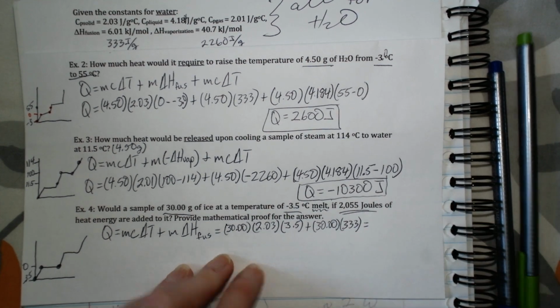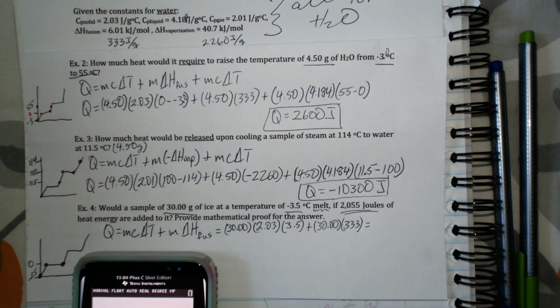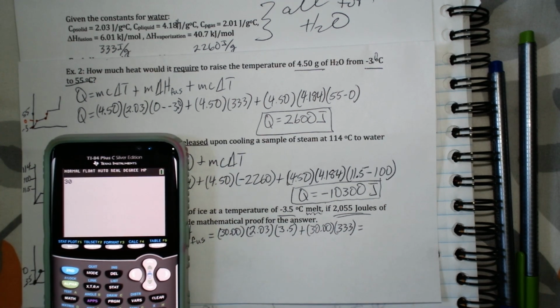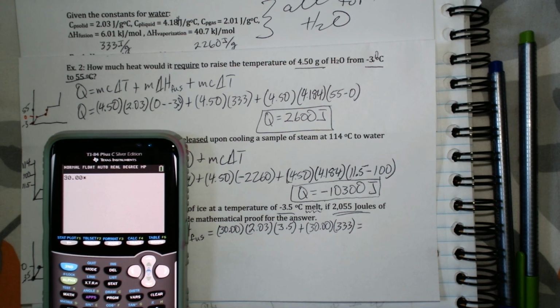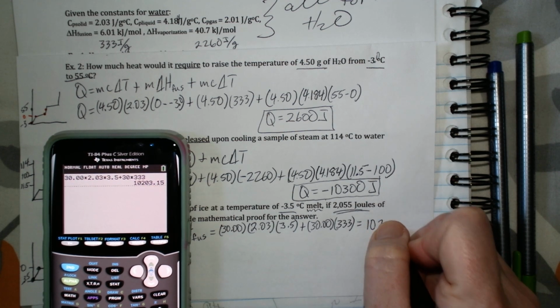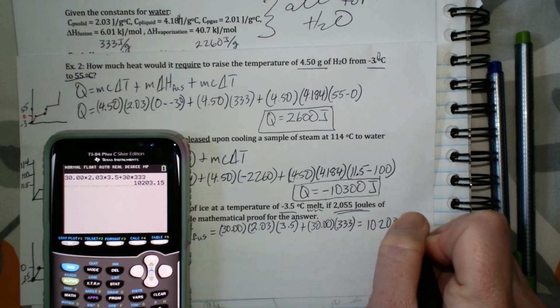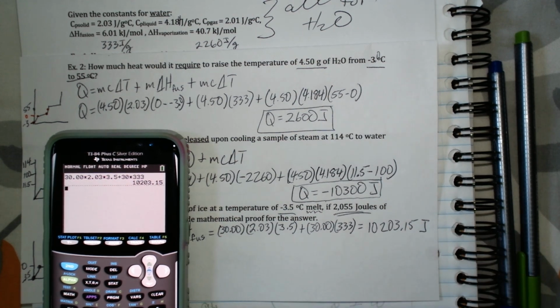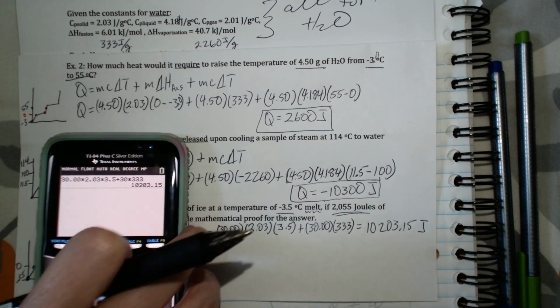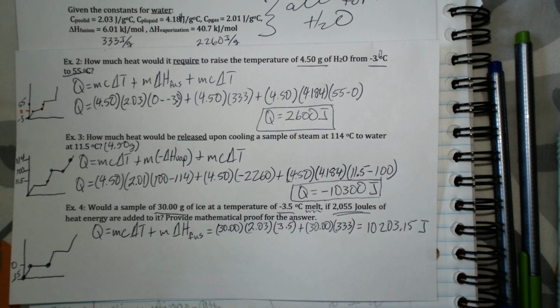All right, and let's see what we get. Okay, so 30, oh, you can't see that, sorry. 30.00 times 2.03 times 3.5 plus 30 times 333. Okay, and so that's going to require 10,203.15 joules. So if I only have 2,055 joules, will it melt? No. But we can see if some of it will melt.